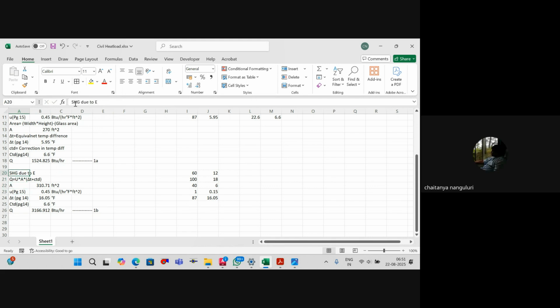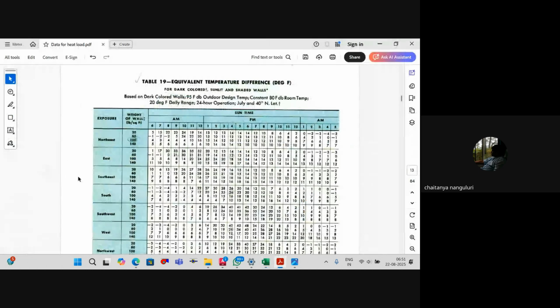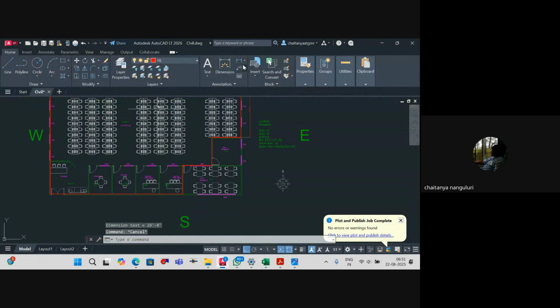So then coming to the next one, sensible heat gain due to east is over. So north, east is over. Now we'll go with the west side. Sensible heat gain due to west direction. So again, the same formula, Q is equal to U A delta T plus CTD. Now we'll go to the next element, which is nothing but your area. You'll get it from the drawing, which is this total length.